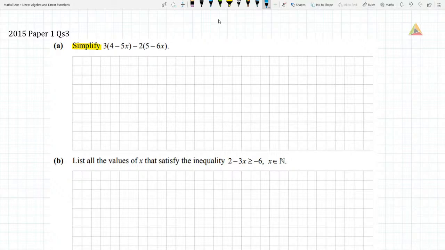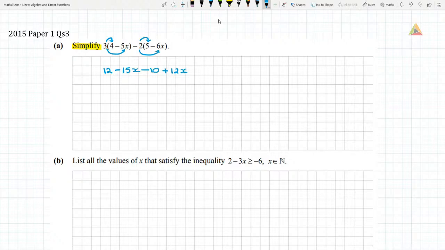We have a number touching the bracket again, so this is going to be our multiply. So 3 multiplied by 4 is 12. 3 multiplied by minus 5x is minus 15x. Minus 2 multiplied by 5 is minus 10. And minus 2 multiplied by minus 6x is plus 12x. So when we multiply out those brackets, we get our 12 minus 15x minus 10 plus 12x.